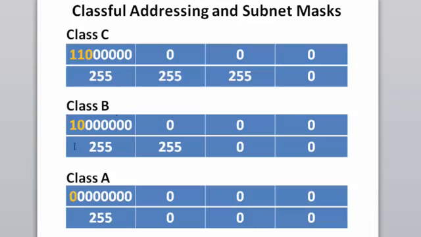And for Class B, if the number starts with a 1, 0, then the resulting number will be constrained to 128 to 191. And in Class A, as long as in binary the number begins with a 0, the number in decimal representation can only be 0 to 127. So the restrictions on the numbers 0 to 127, 128 to 191, and 192 to 223 are due to how the address functions in binary.